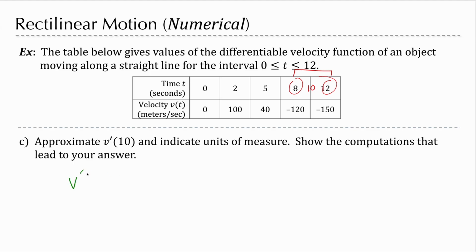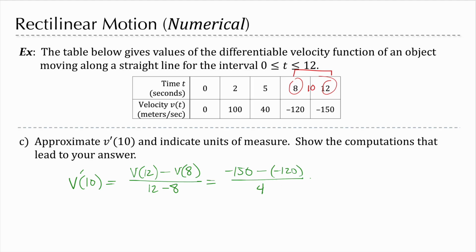So we're going to approximate the instantaneous rate of change of the velocity at 10 by looking at the rate of change, right, from 12 in the velocity to 8. And that would be, of course, over the time period 12 to 8. And plugging those numbers in basically gives us negative 150 minus negative 120 divided by 12 minus 8, which is 4. And when you simplify that, we get an answer of negative 15 halves. So that's an approximate value of the rate of change instantaneously at 10.